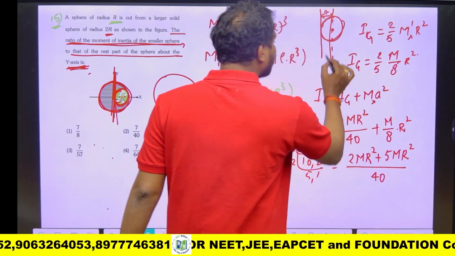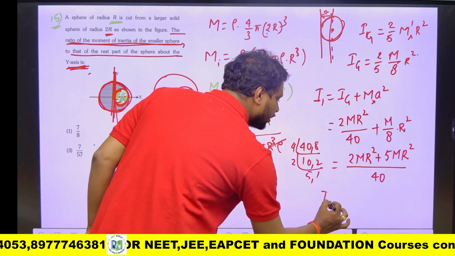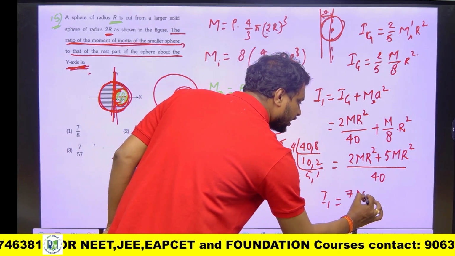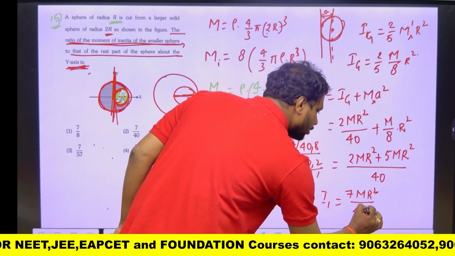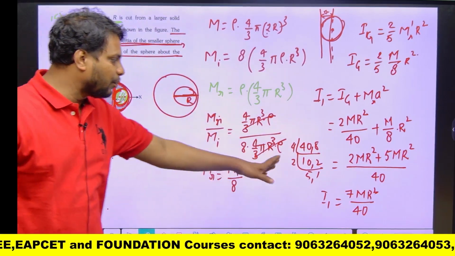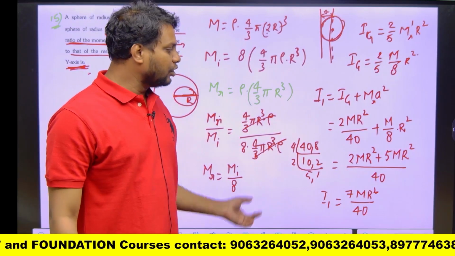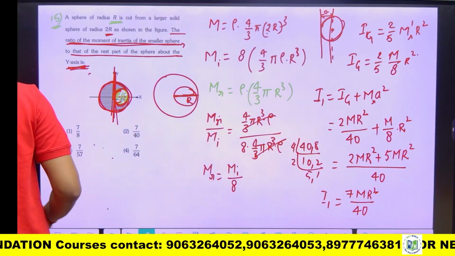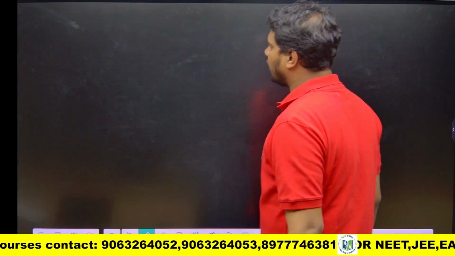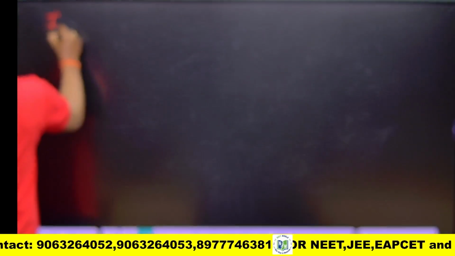So the moment of inertia of the removed part, I will take it as I1, and I1 is equal to 7 mr square by 40. This is the moment of inertia of the removed part. Now, if I take the moment of inertia of the remaining part, it is equal to the initial moment of inertia, when nothing is removed, minus the moment of inertia of the removed part. This is remaining and this is removed.